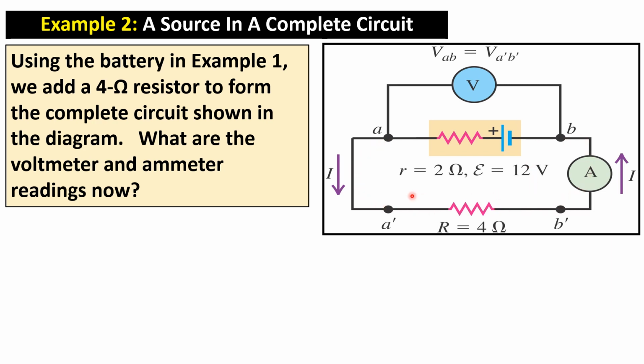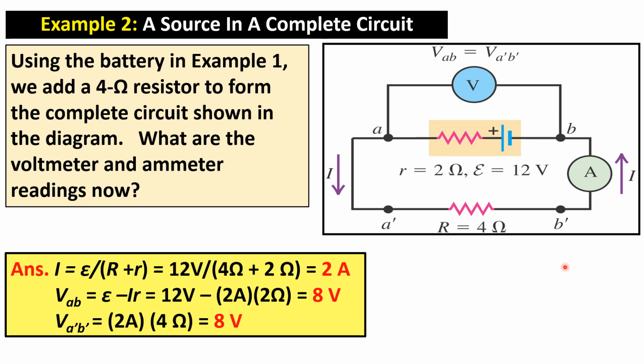And we're asked, what are the voltmeter and ammeter readings this time, now that we have an external resistance, capital R, which is equal to 4 ohms? So, what do you think will be the current measured by the ammeter, and what will be the voltage taken by this voltmeter? So, what's our first answer?